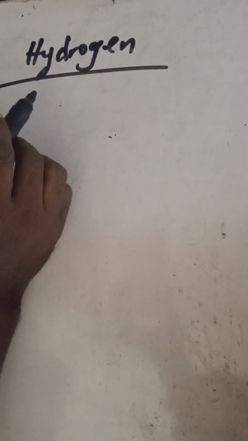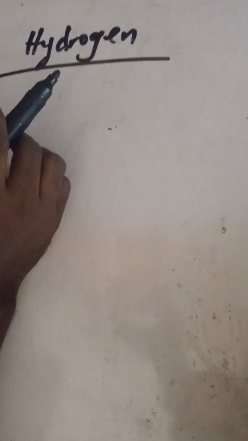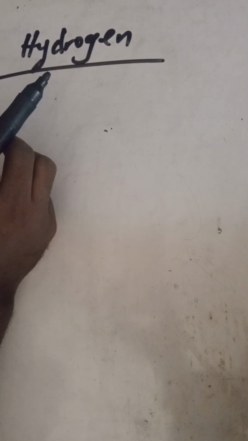So let's look at chemistry, hydrogen and its compounds. Hydrogen is a group one element because it has one electron in its valence shell. So hydrogen is positioned in group one because it has one electron, just like the alkali metals.